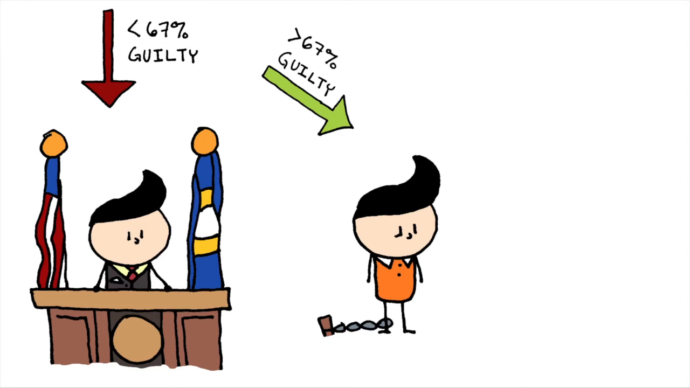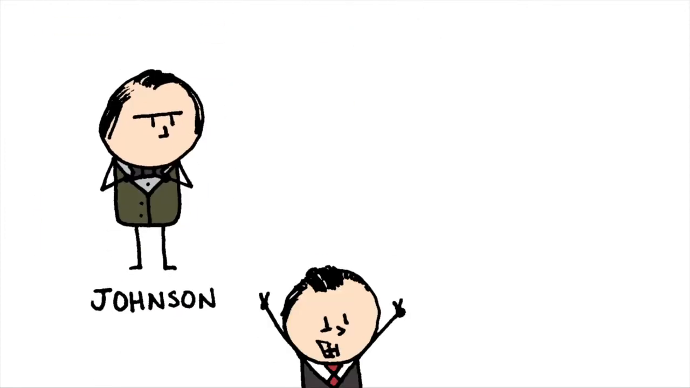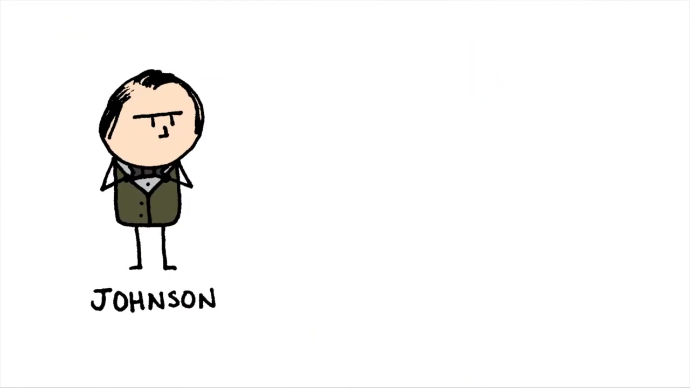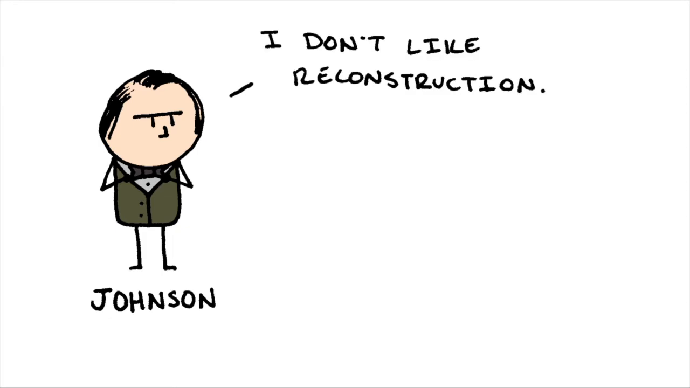In reality, this has never happened. No president has ever been removed from office. However, there have been 3 presidents that were either impeached or came very close to being impeached: Andrew Johnson, Richard Nixon, and William Clinton. Let's start with Andrew Johnson. Johnson did not like Reconstruction. His Secretary of War, however, did, and so did Congress.